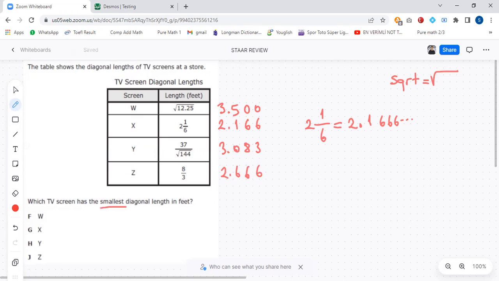Okay, so we are trying to find the smallest. Is there any negative number here? There's no negative number, so that's going to be easy. So 2.166 and 2.666. These are 3 and 3, so they're actually greater. 2.166 and 2.666, which one is the smallest one? 2.166 is the smallest one, right? It is smaller than 2.666. So the original value is 2 and 1 over 6, which is X. X is the answer. G is the answer here.